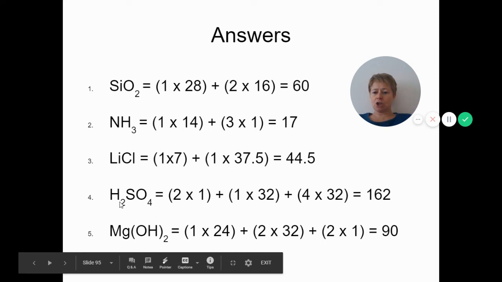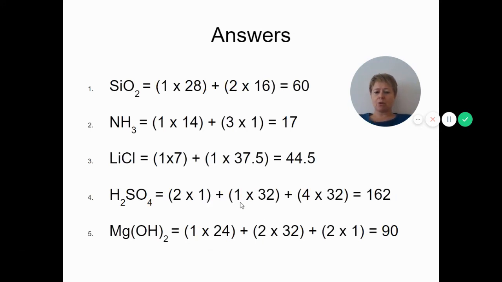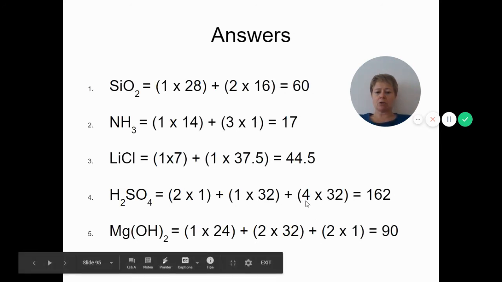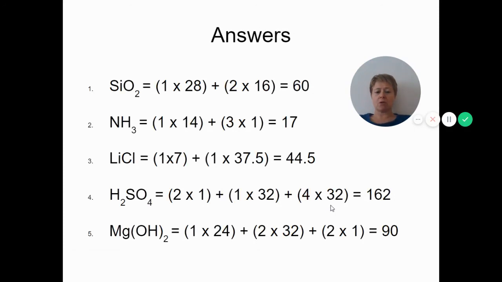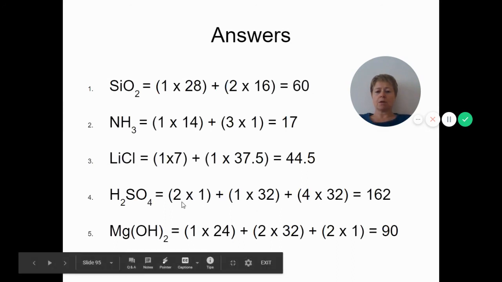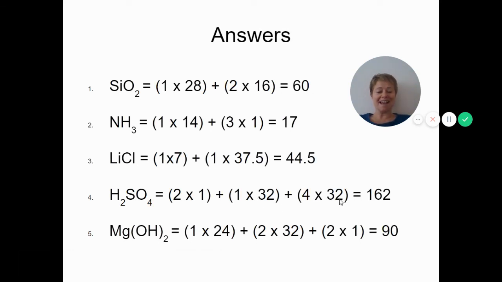Here we've got H2SO4, so that's 2 times a mass of 1. We've got 1 sulfur atom, so that's 1 times a mass of 32. And we've got 4 oxygen atoms, so that's 4 times a mass of 16. 2 times 1 is 2, 1 times 32 is 32, 4 times 16 is 64. Add them together and you get 98.